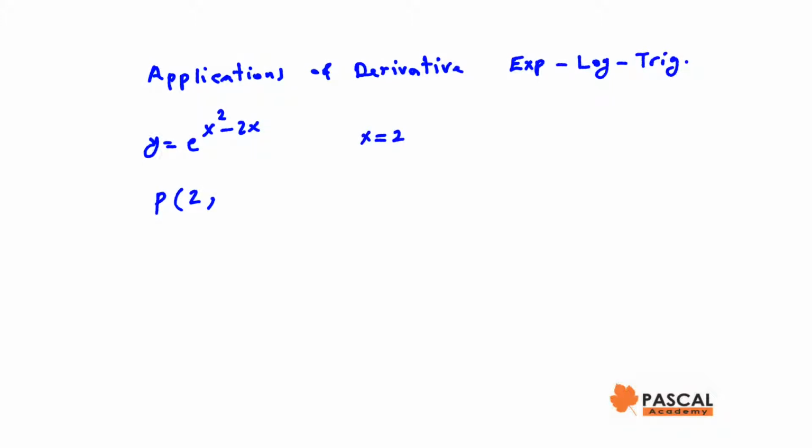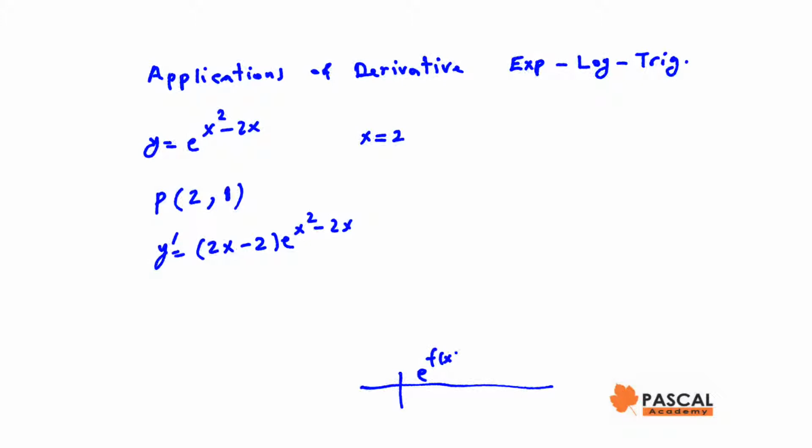If we plug 2 into the original function, y is going to be e to the power of 4 minus 4, which is e to the power of 0, which is 1. The derivative of the function is (2x minus 2) times e to the power of x squared minus 2x. Derivative of e to the power of f of x is f prime of x times e to the power of f of x.